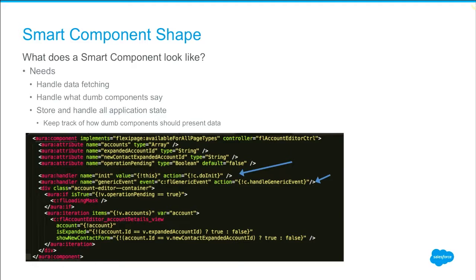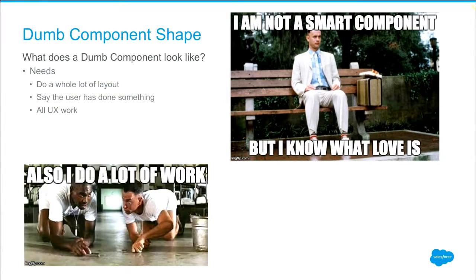So let's talk a little bit about our very top level smart component. So we mentioned what they do: data fetching, they tell the dumb components what to say, and they store and handle all application state. So here's an example. We'll go through this code a little bit later, but I just wanted to point out a couple things. We're essentially handling two things in this. We're handling an initialization event. So when this smart component first gets mounted, what we're going to do is probably go out to the server and ask for some data. And then we also have a generic event. We'll get into that a little bit later, but that's essentially how our dumb components are communicating to the smart components.